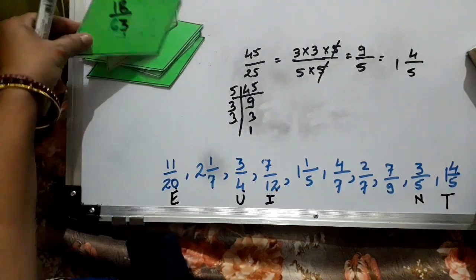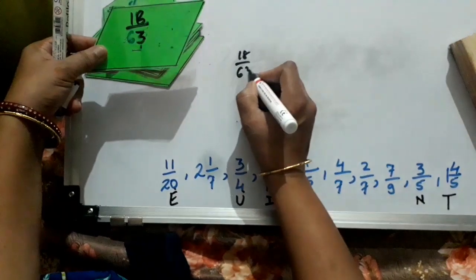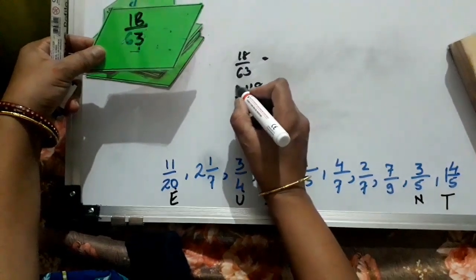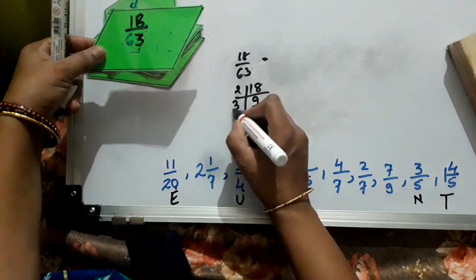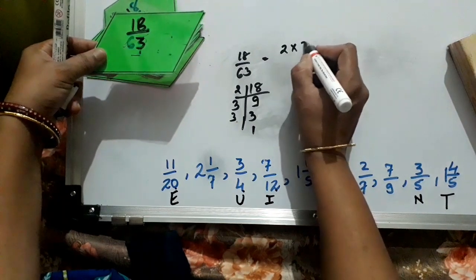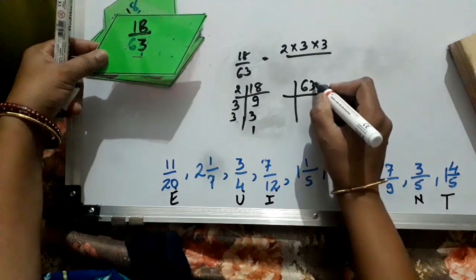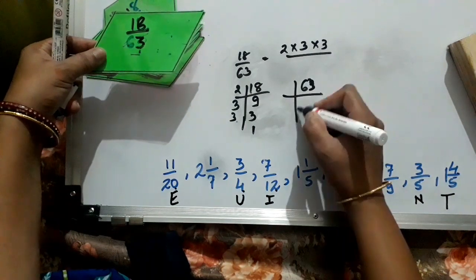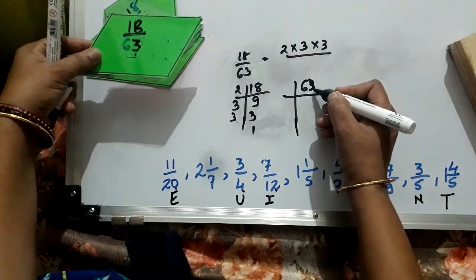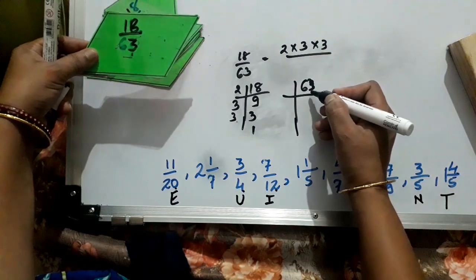Now the next question is 18 upon 63. So 18 is divisible by 2. 2 9s are 18, 3 3s are 9, and 3 1s are 3. So here you will have 2 into 3 into 3. For 63, the number is not even, so it's not divisible by 2. Is it divisible by 3? 6 plus 3 is 9. So 9 is divisible by 3. So 63 is also divisible by 3.